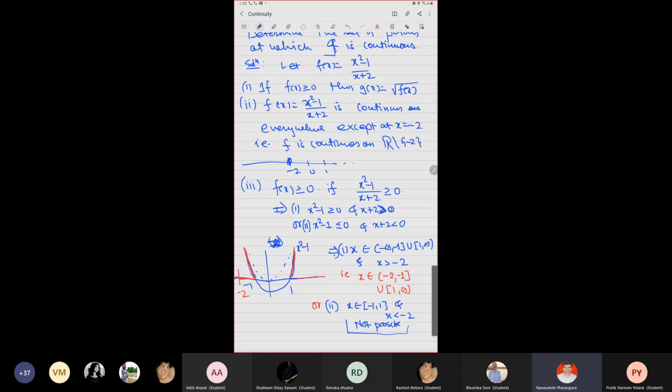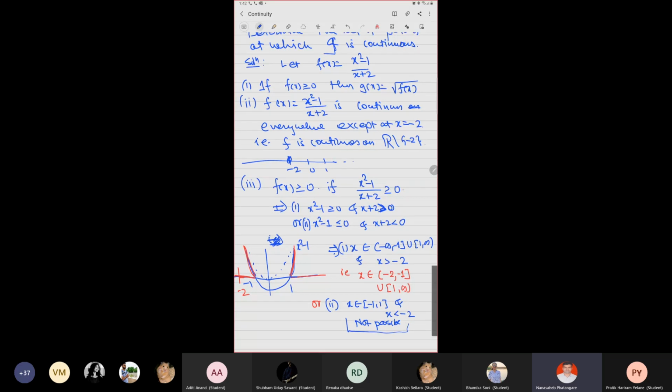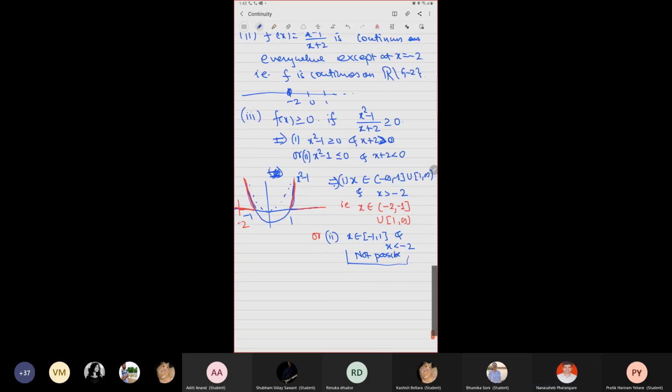So in this case, no x exists. So only the first case gives us the points. Thus, what is the conclusion of this? f of x is greater than or equal to 0 if and only if x is in [-2, -1] union [1, infinity).